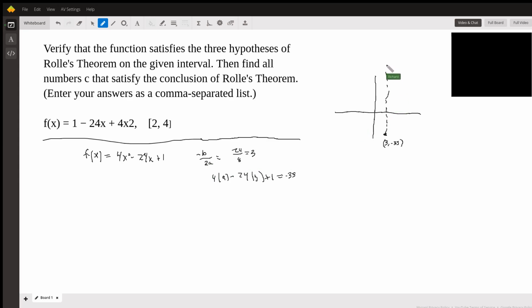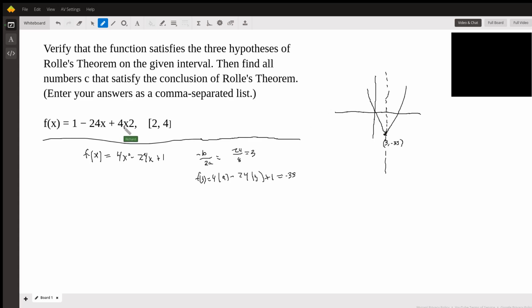So this means the parabola has an axis of symmetry at 3. And when you plug 3 into the function, f of 3 is going to be equal to negative 35. So, it's a parabola, opens up.